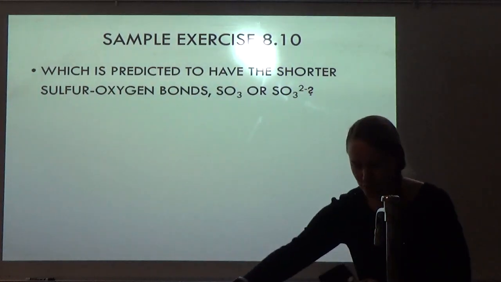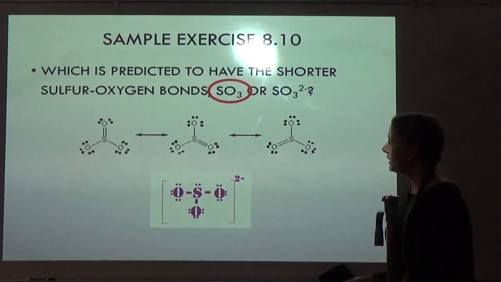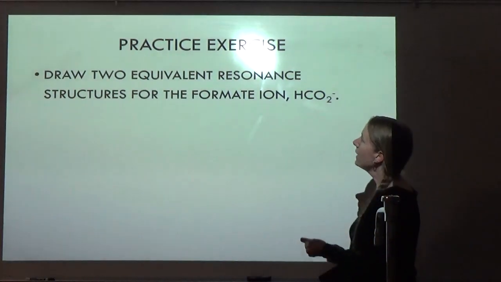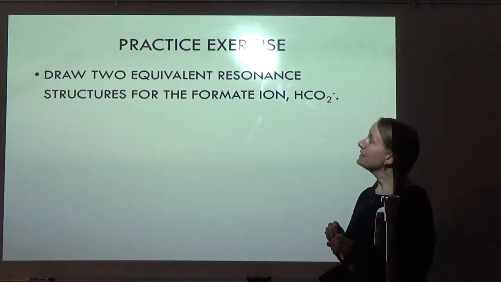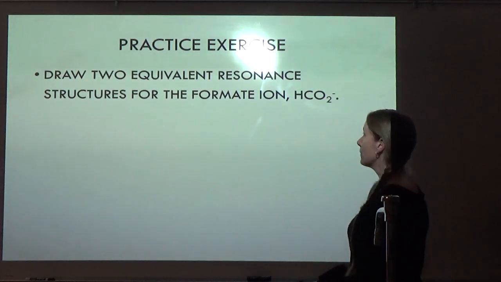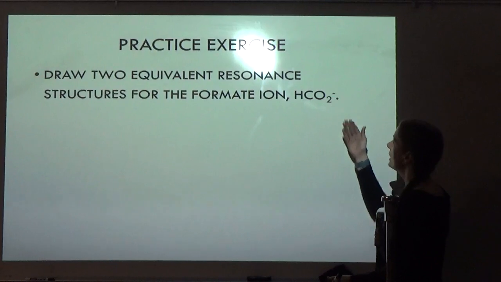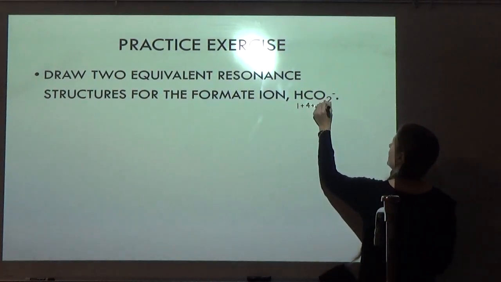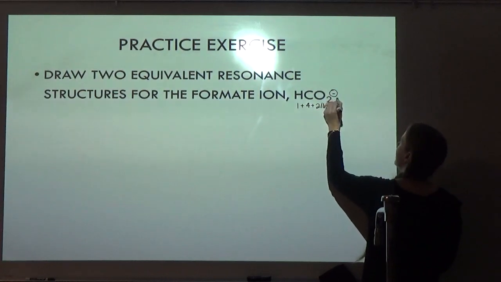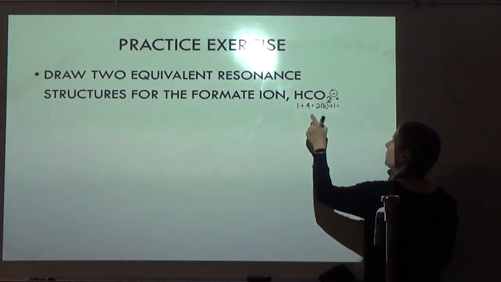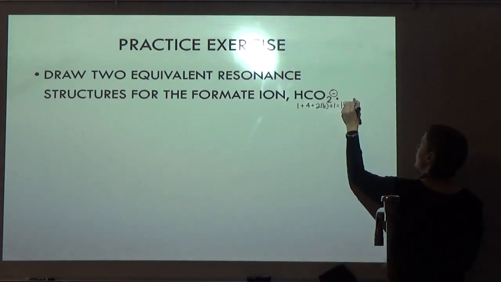All right, so there we go. So y'all try the next one. I'll assume you've done that, and we'll look at it together. So it says, draw the two equivalent resonance structures for the formate ion, which is HCO2 negative. All right, so H has 1, C has 4, O has 6 times 2, and negative means plus 1 more. So I have 12, 13, 14, plus 4 is 18 electrons to work with.